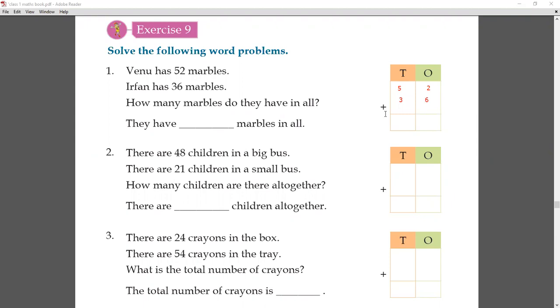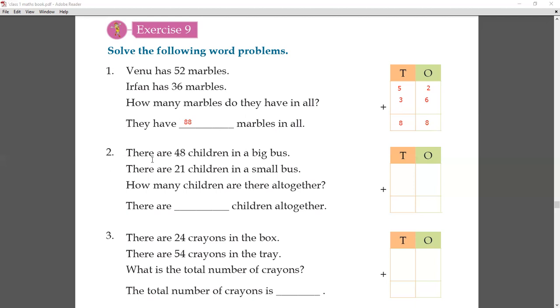In all, it means we do plus. So 2 plus 6 is equal to, take your 6 fingers and 2 more, 6 plus 2 is equal to 8. So we write 8 here, and 5 plus 3 is equal to, take your 5 fingers and 3 more, 5, 6, 7, 8. We write 8 here. Okay. They have 88 marbles in all.